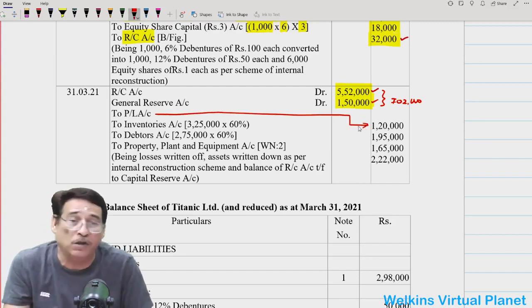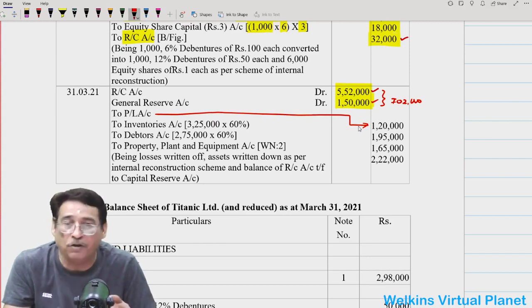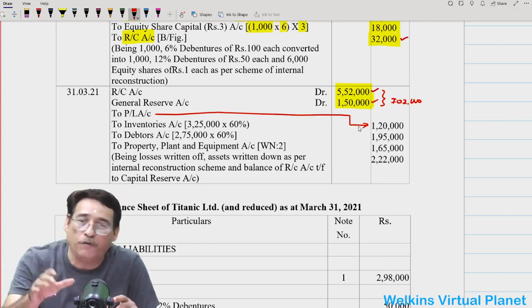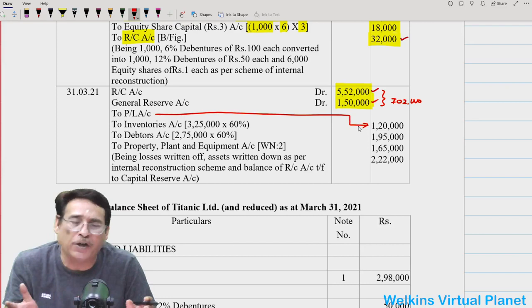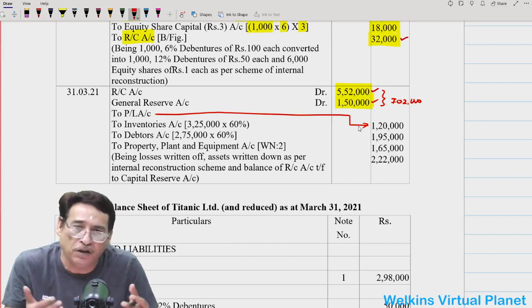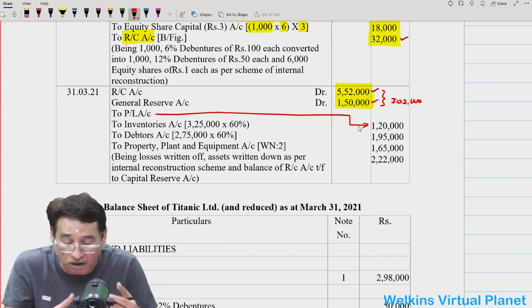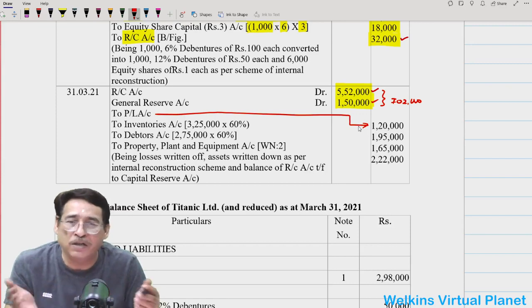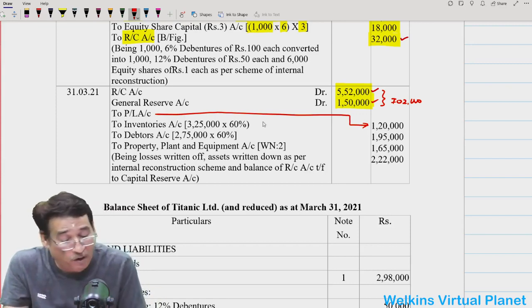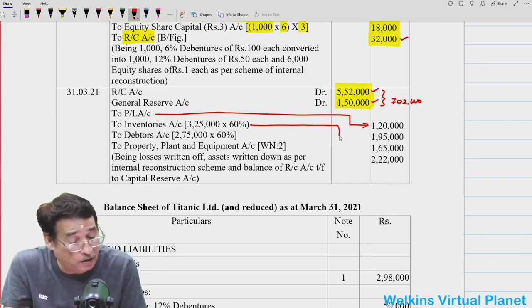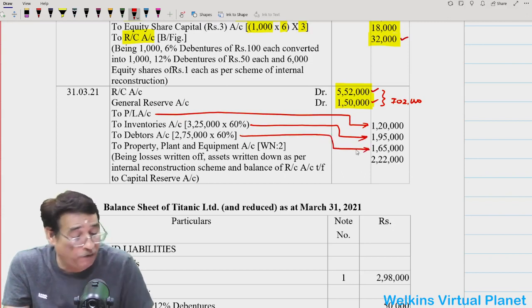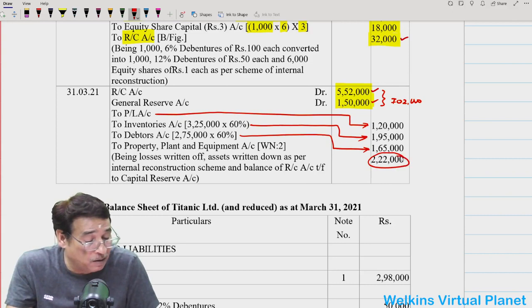In this question, there is no information, still you will have to write it off. Similarly, you will have to write off any deferred expenditure irrespective of whether any information is there or not. And then you must take into account the information. Now, as per the information, you will write off 60% of the inventory, then debtors 1,65,000. So this is the balance. From 7,02,000, you will subtract all these figures. So this is the balance.